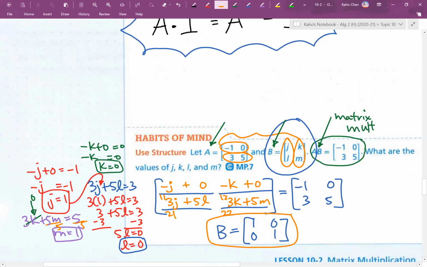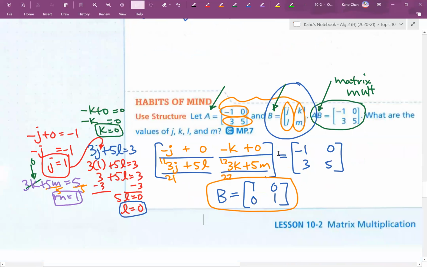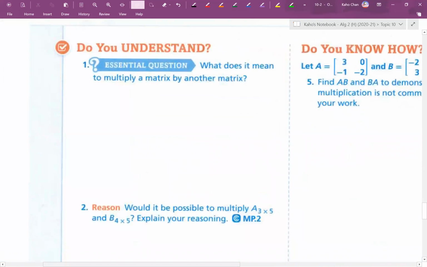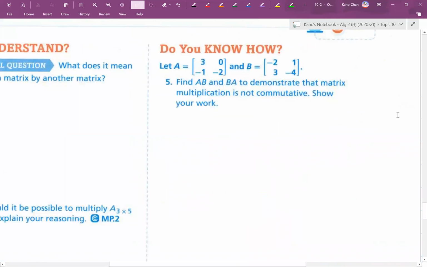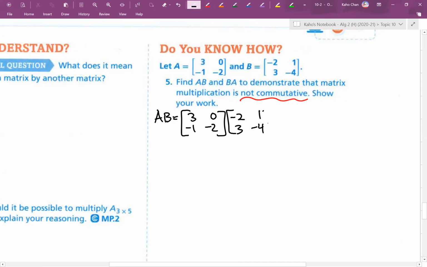All right, let's move to the last page. We're going to find AB and BA, and to show it's not commutative that we proved earlier. Fine, let's do AB first. This is number 5 on the last page here. And you know what? I'm going to let you do it. I'll do it quietly here. You guys try it. Look up if you get stuck. This way I won't talk too much.